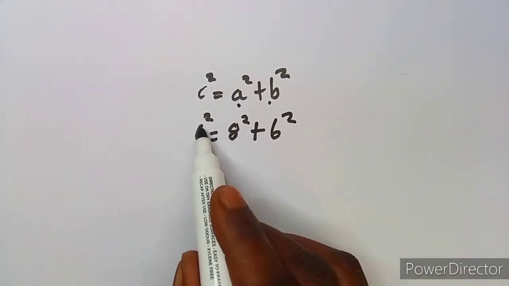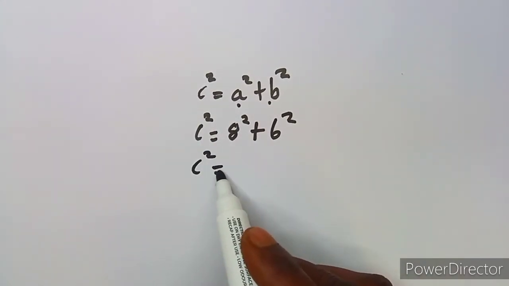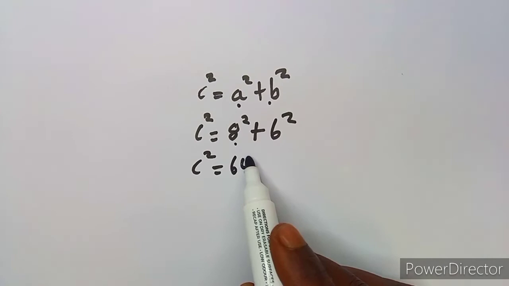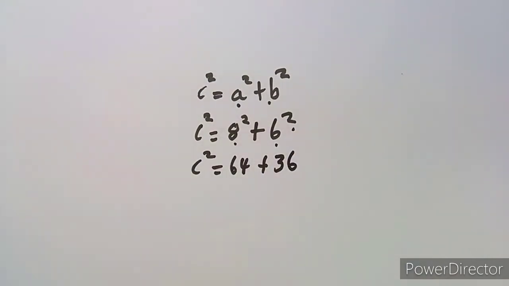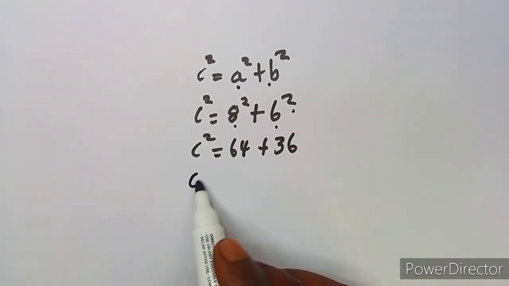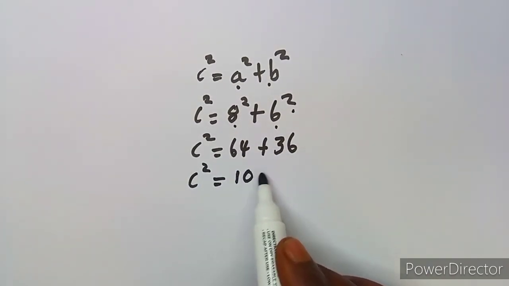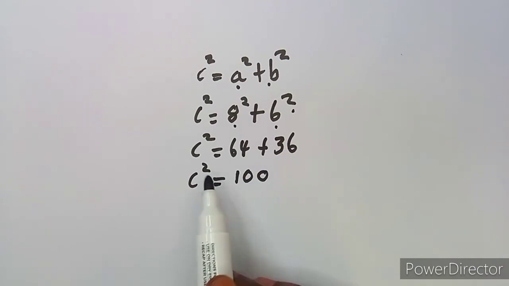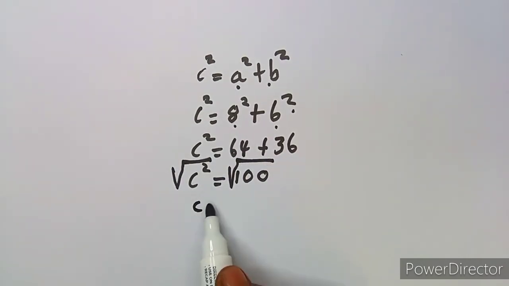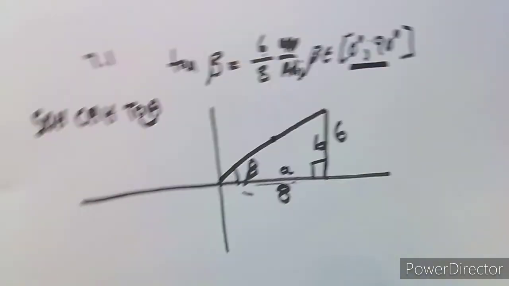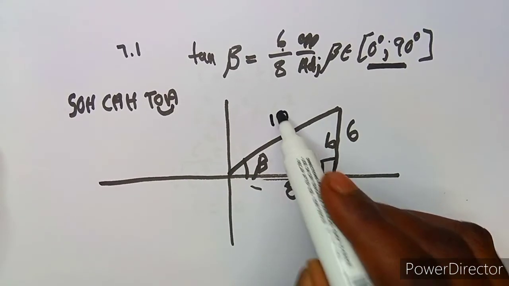So from our calculator, c squared is equal to 8 squared, that is 64, plus 6 squared, from our calculator, that's 36. Add everything and you are going to obtain 100 in this case. Then to find c, this is squared, so you introduce the square root on both sides, so c is going to give you 10. That is, this side here is 10 units.